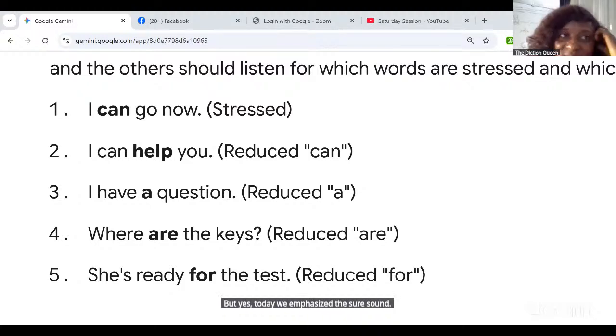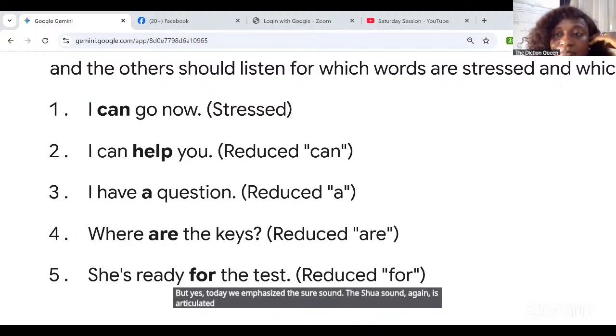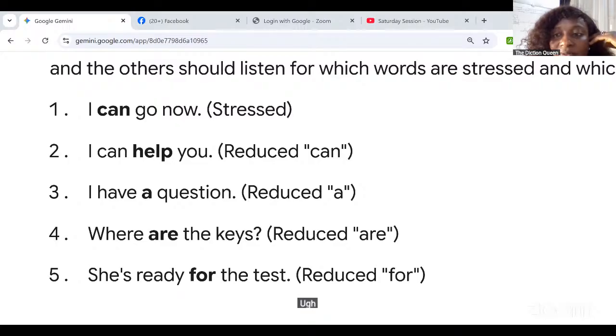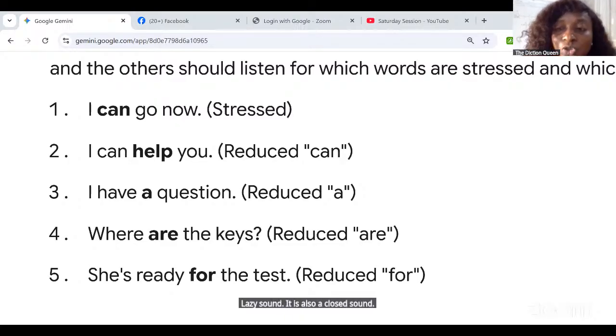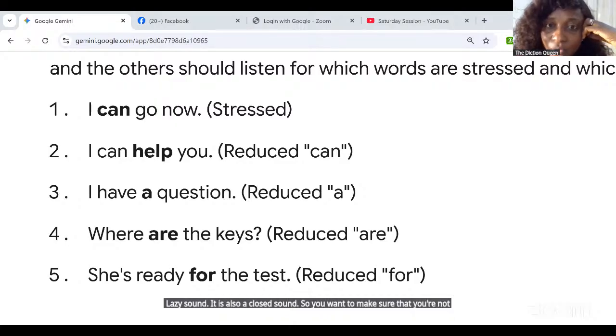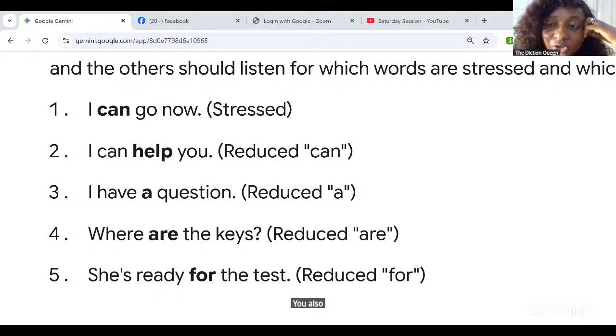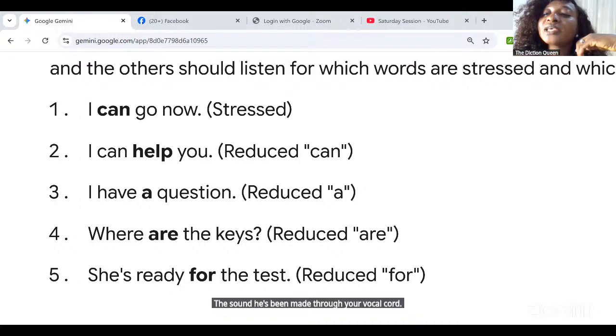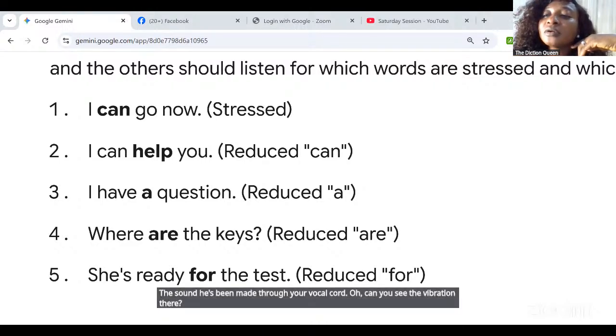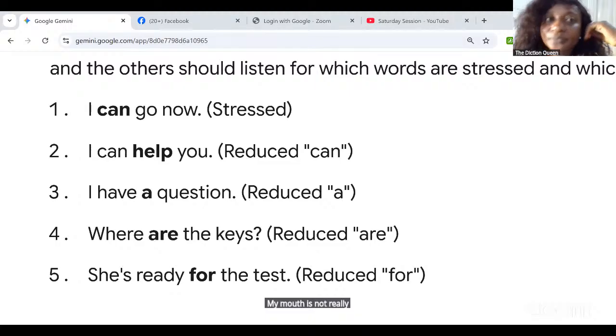The Schwa sound again is articulated uh. The Schwa sound is a weak, lazy sound. It is also a closed sound. So you want to make sure that you're not opening your mouth. You also want to make sure that you're not using energy. Not O or U. It is uh. The sound is being made through your vocal cord. Can you see the vibration there? My mouth is not really doing anything.